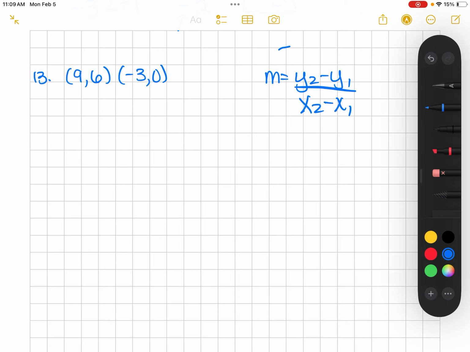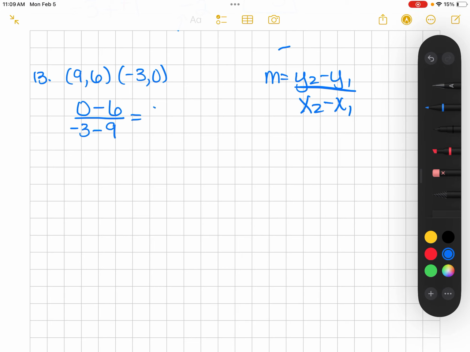So I have 0 minus 6. Y'all should be checking your worksheets because you should have already done these odds. And if you have them wrong, you should be correcting them, including the work for correcting them, not just writing down a new answer. Okay, so I have 0 minus 6 and -3 minus 9.